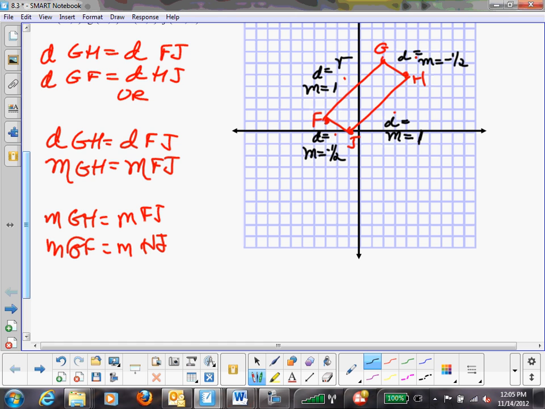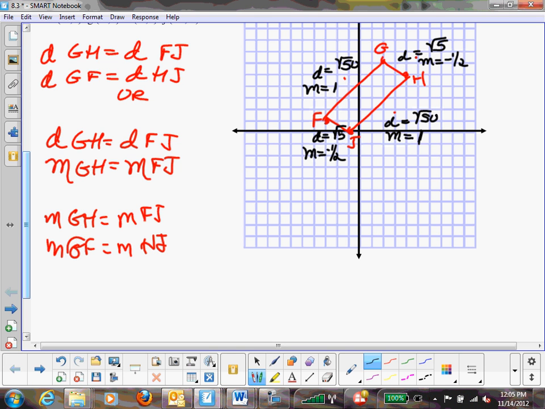Okay. And really, I don't care if it's simplified. As long as you're showing me that they're the same, I'm not asking for an exact answer. And so then that means this one's root 50, right? Yep, that's what I got. Root 5 and root 5.